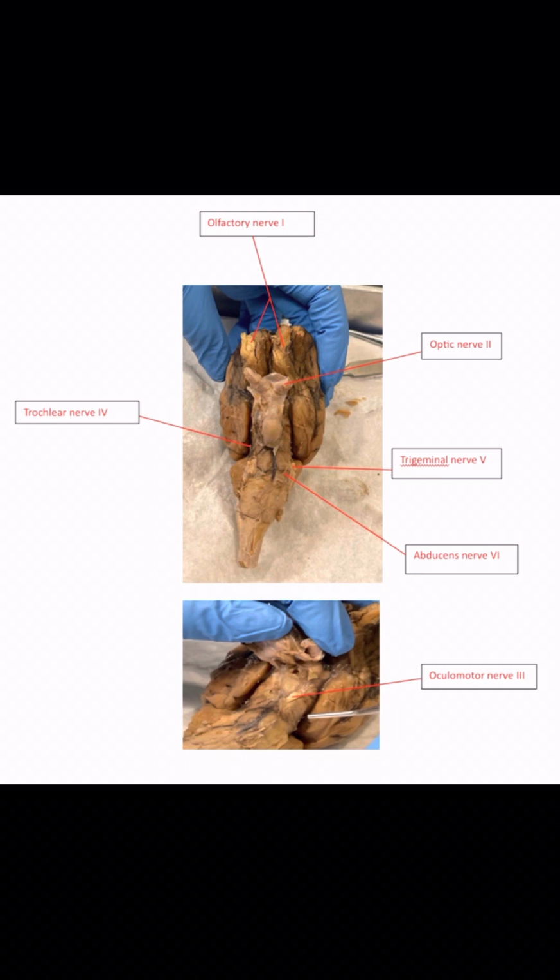The second cranial nerve is the optic nerve. And the optic nerve relays messages from your eyes to your brain to create visual images. The third cranial nerve is the oculomotor nerve. And this nerve helps to adjust and coordinate eye position during movement.